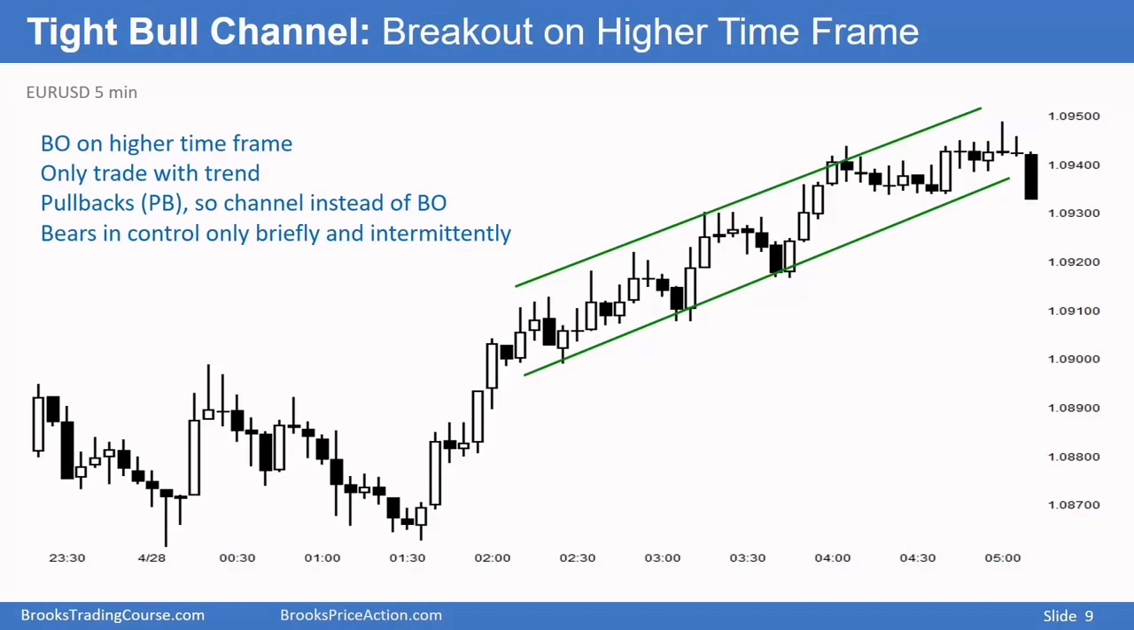Again, a tight channel is a breakout on a higher time frame, so only trade in the direction of the trend. There are pullbacks. This bar fell below that low. These bars fell below that low. So it's a channel instead of a breakout on this time frame. But the bears are only in control briefly here for 1 bar. Here they couldn't even get a pullback. They just got a pause.